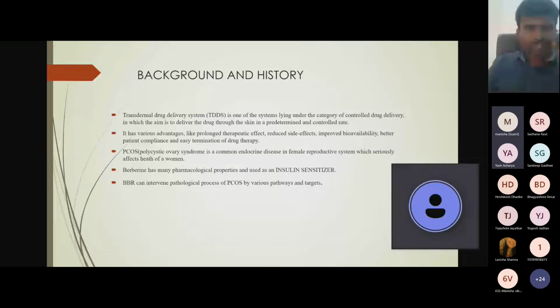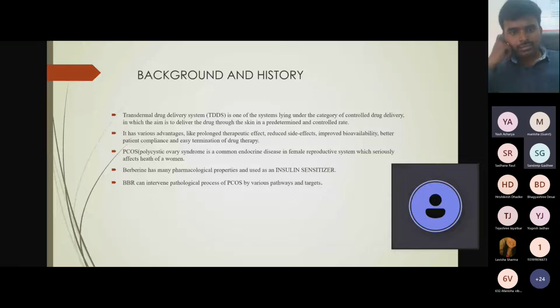So coming towards the background and history, TDDS is one of the novel dosage forms which allows the controlled release of drugs. It has various advantages, like a more prolonged therapeutic effect, a reduction in side effects, improved bioavailability, better patient compliance, and easy termination of the drug therapy.